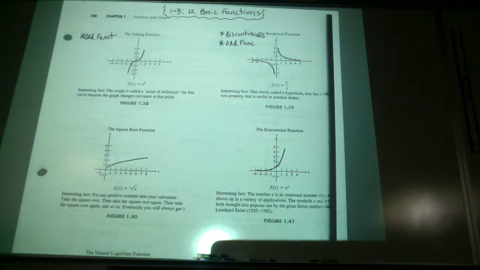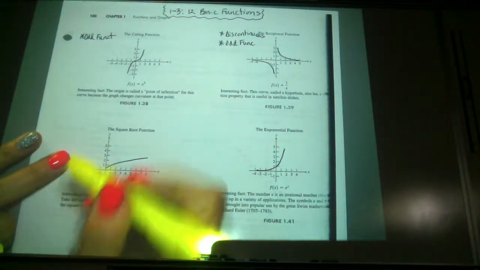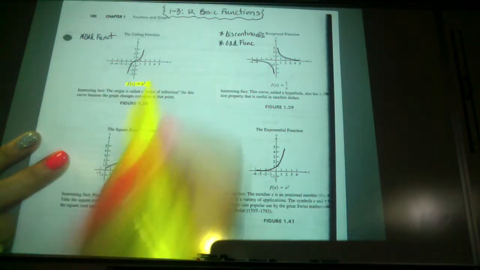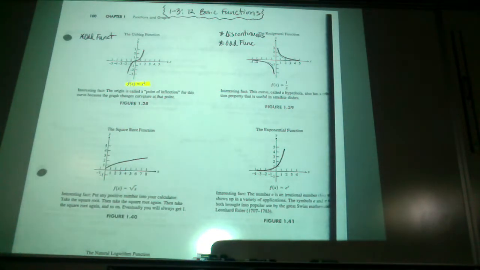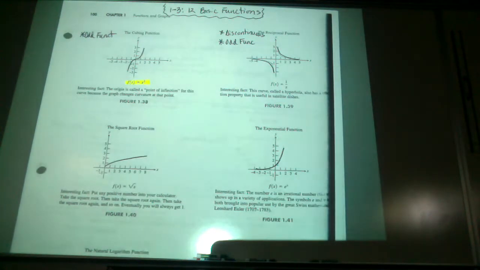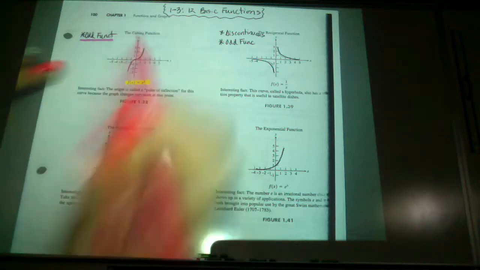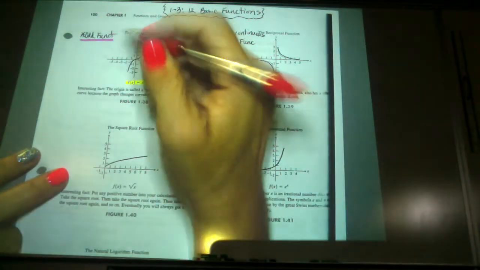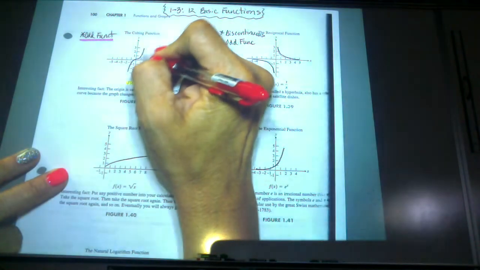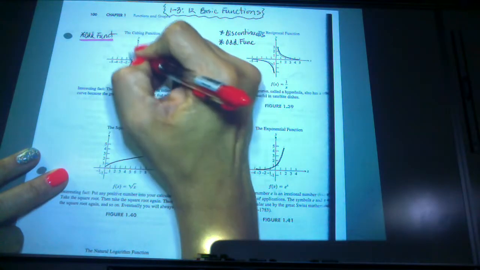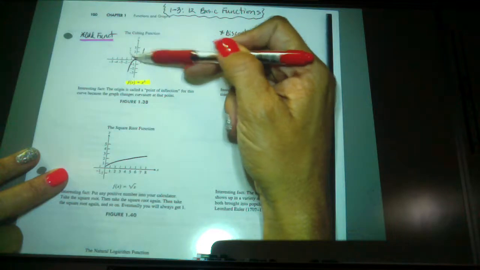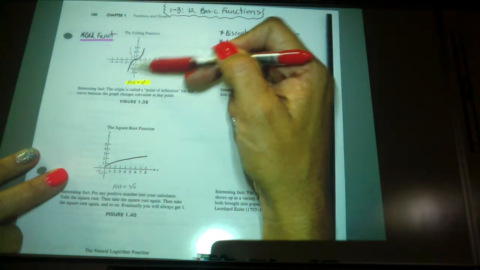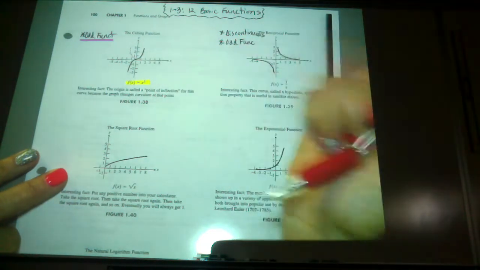So the first graph is your x cubed graph. It's the cubing function. And I did put in here that it is an odd function, because, as you can see, it is symmetrical to the origin. If I take this part right here and I reflect it across the y-axis, it would look like that. And if I reflect this across the x-axis, it would actually be here. So it is symmetric to the origin.